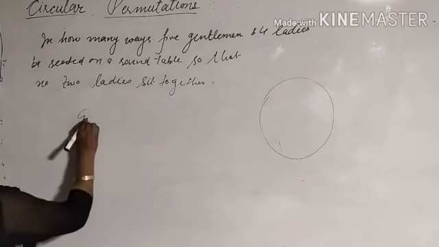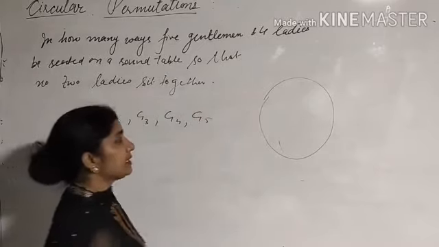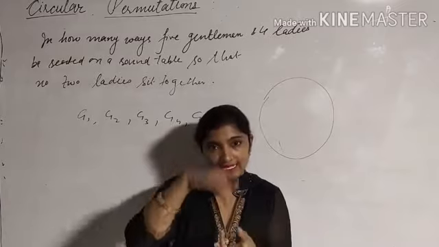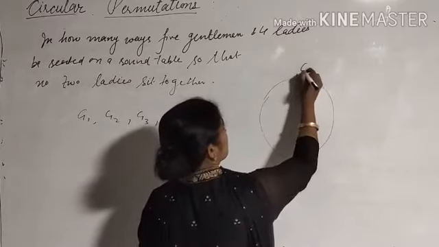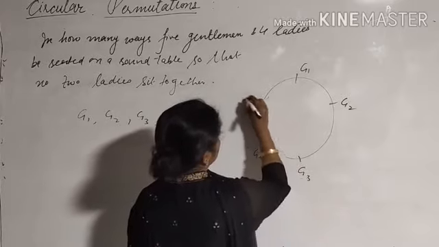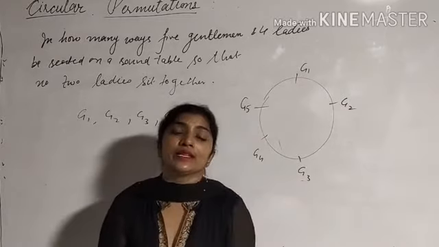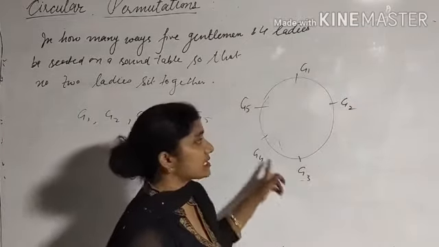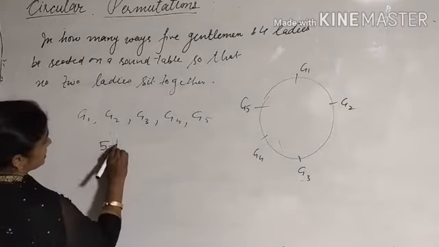Okay, suppose the gentlemen are G1, G2, G3, G4, G5. No 2 ladies sit together. That means between every 2 ladies there must be one gentleman, and gentlemen may sit together, right? So suppose these are the gentlemen G1, G2, G3, G4 and G5. These are 5 gentlemen. So where is the restriction that no 2 ladies can come together? So first arrange the gentlemen because they may sit together. So the number of possible ways of arranging the gentlemen on a round table is 5 minus 1 factorial.